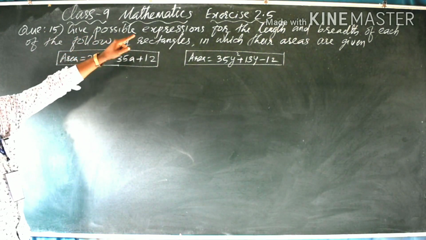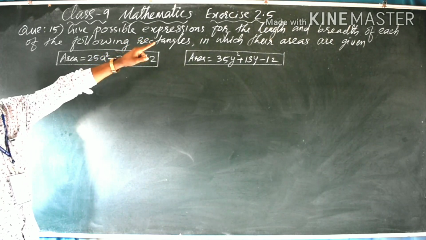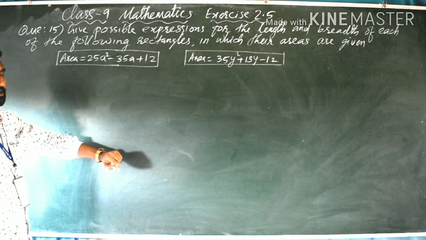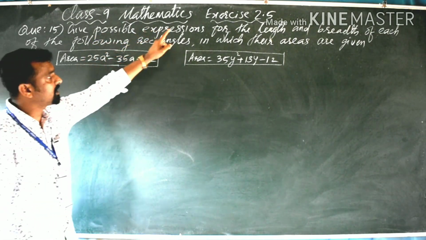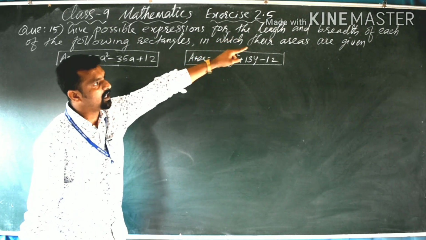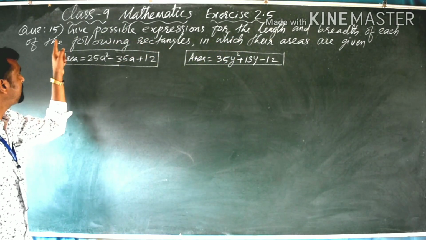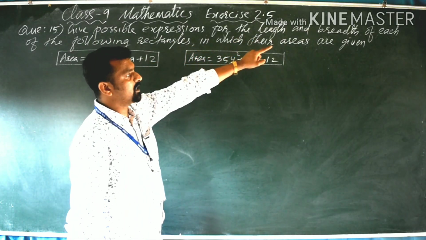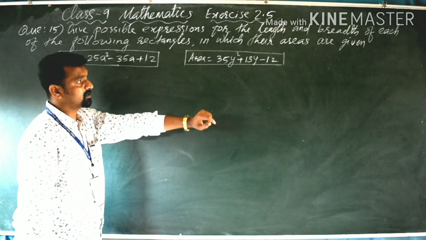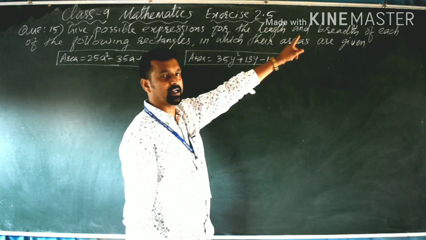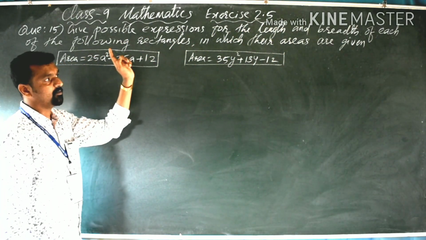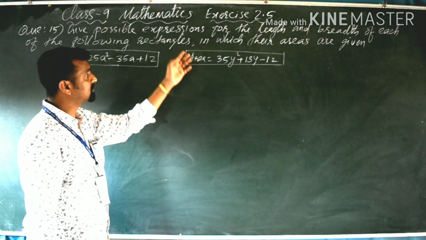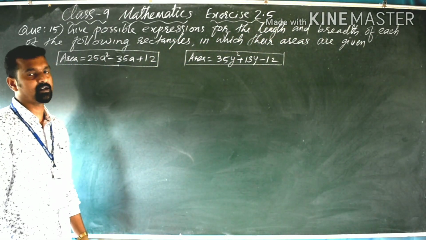Give possible expressions for the length and breadth of each of the following rectangles in which their areas are given. That means the areas of the rectangles are given here. We have to give expressions for length and breadth. That means we have to find out the length and breadth.